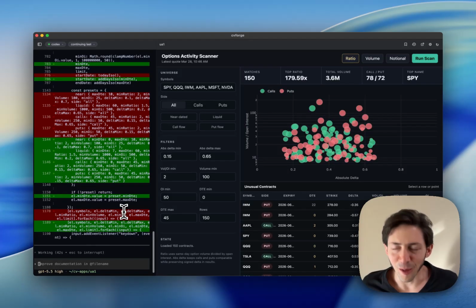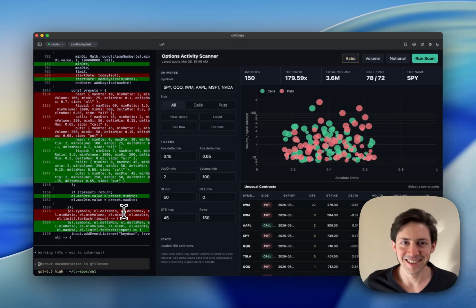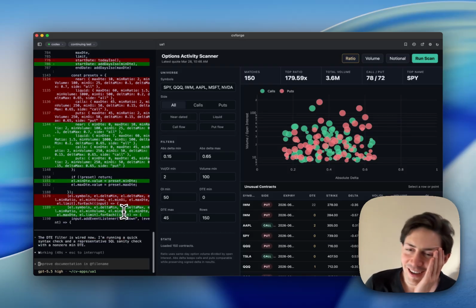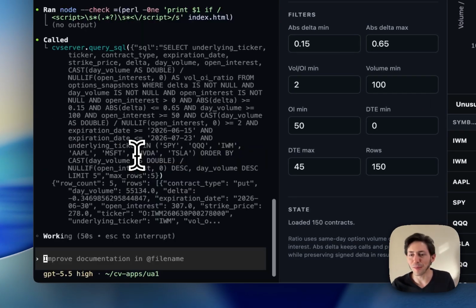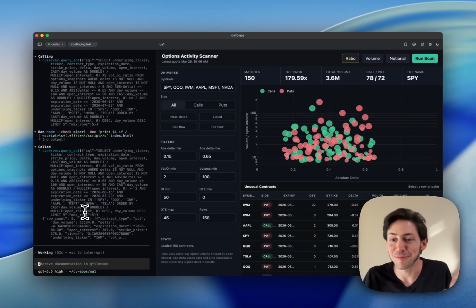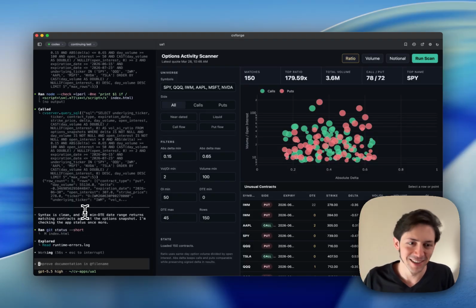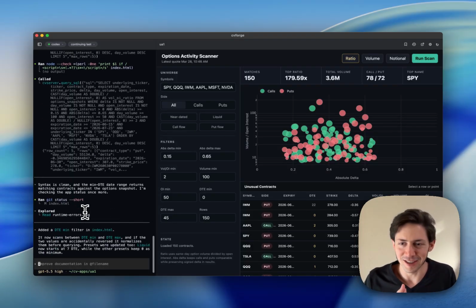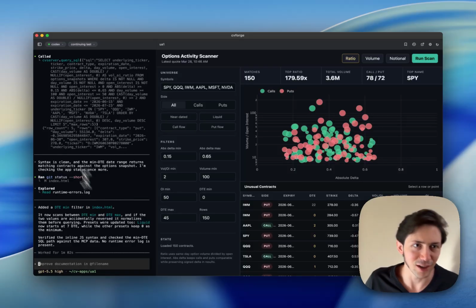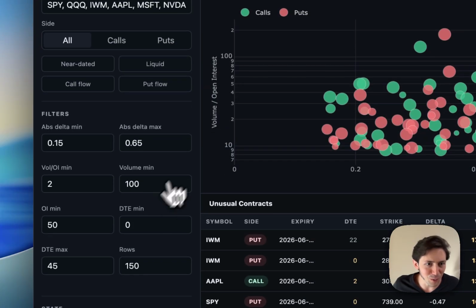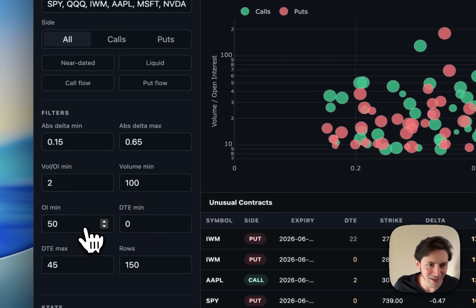I'm changing it to a bounded min-max DTE range and normalizing swap. Okay, so now we're talking, right? Now we're talking. This is funny. If this was any kind of software, I mean, this is CV Forge. You can ask it to do anything. It's just gonna build anything you want. And this is the proof. So all right, it did it. So we added a DTE min filter. It now scans between blah, blah, blah. Okay, let's close it. So now we have this here.